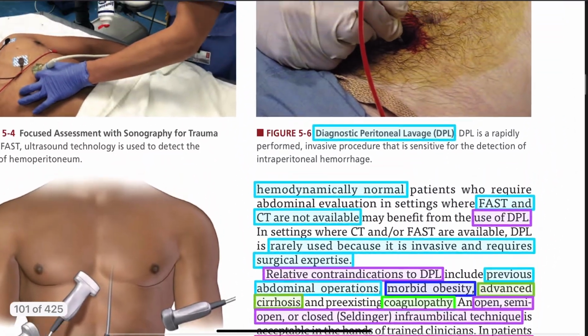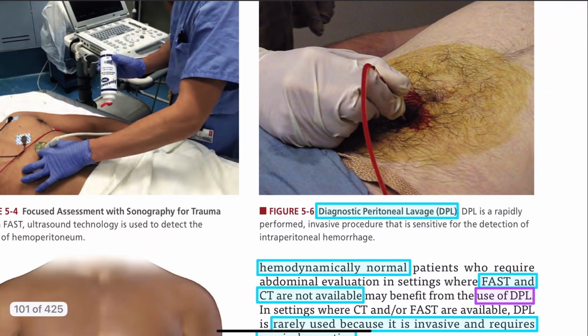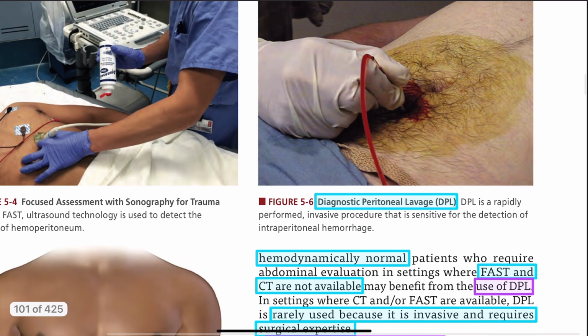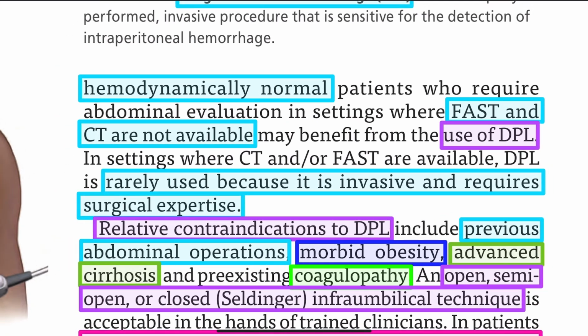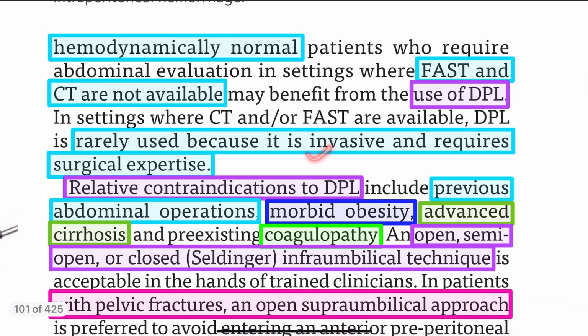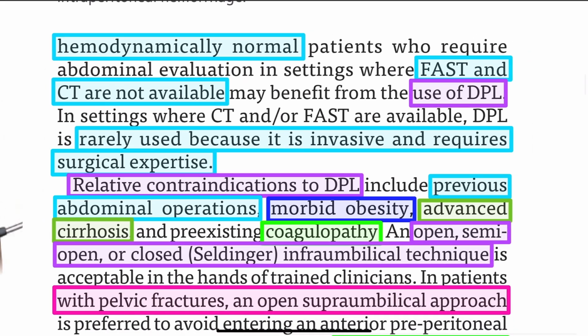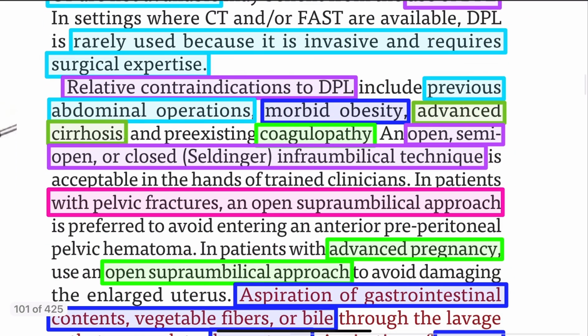So we were talking about the DPL. This picture is showing DPL, diagnostic peritoneal lavage. It is used again in a hemodynamically normal patient where FAST and CT are not available. So DPL is an old-age procedure. It's not commonly used nowadays, rarely used because it's invasive and requires surgical expertise. Not everyone can do DPL. The relative contraindications of DPL are previous abdominal operation, morbid obesity, advanced cirrhosis and pre-existing coagulopathy.